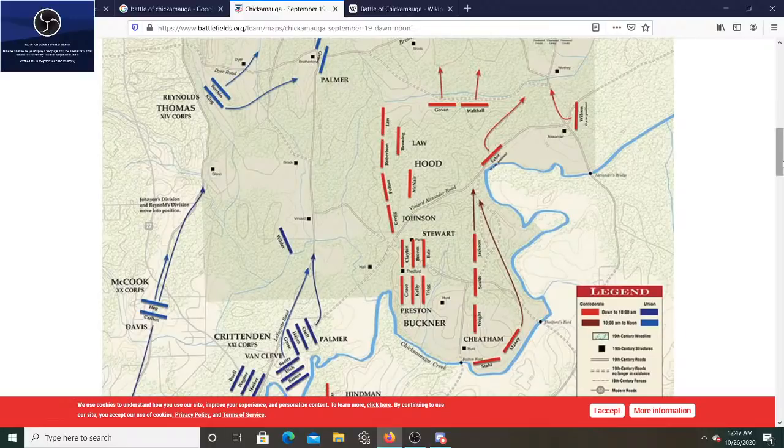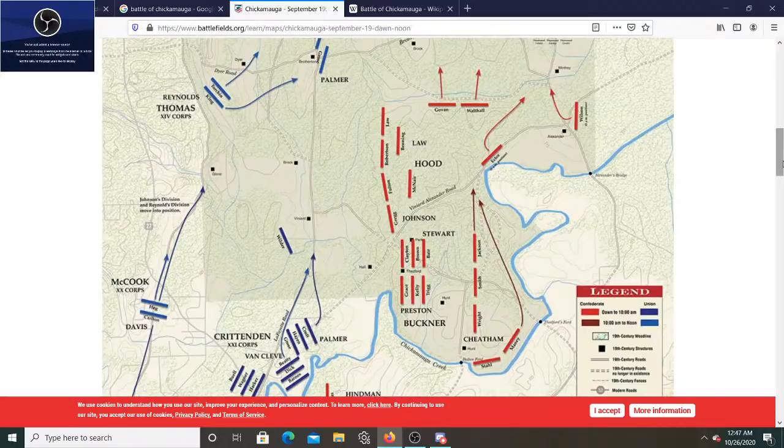Chickamauga is a Union victory, but this is definitely a Pyrrhic Confederate victory. The Confederates suffered horrendous casualties, and right afterwards immediately started bickering. And whatever results that could have gotten from Chickamauga were squandered by Bragg and his generals afterwards.